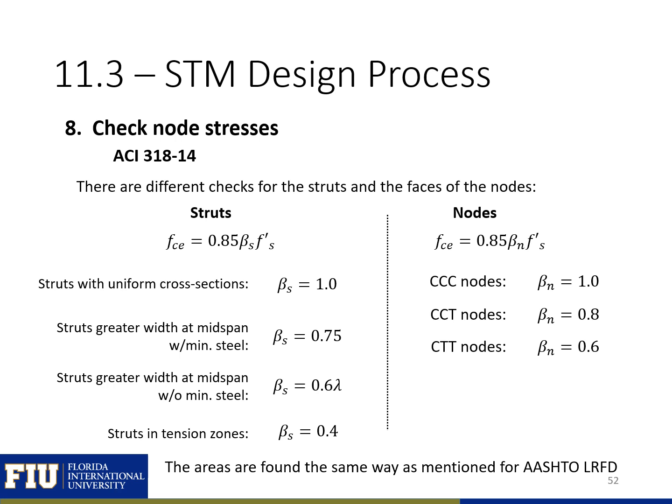In ACI 318-14, the beta S factor is dependent on the type of strut. So if we have struts with a uniform cross-section along the whole length, we'll have a beta S of 1.0. If we have struts with a greater width at midspan than at the ends, and with minimum strut reinforcement, we'll have a beta S of 0.75. And if we have struts with a greater width at midspan without minimum steel, we'll have a beta S of 0.6 times lambda, which takes into account the effects of lightweight concrete. And struts in any kind of tension zone will have a beta S of 0.4. For our nodes, it's dependent on the node type. So for a CCC node, beta N is 1, CCT, beta N is 0.8, and CTT, our beta N is 0.6.